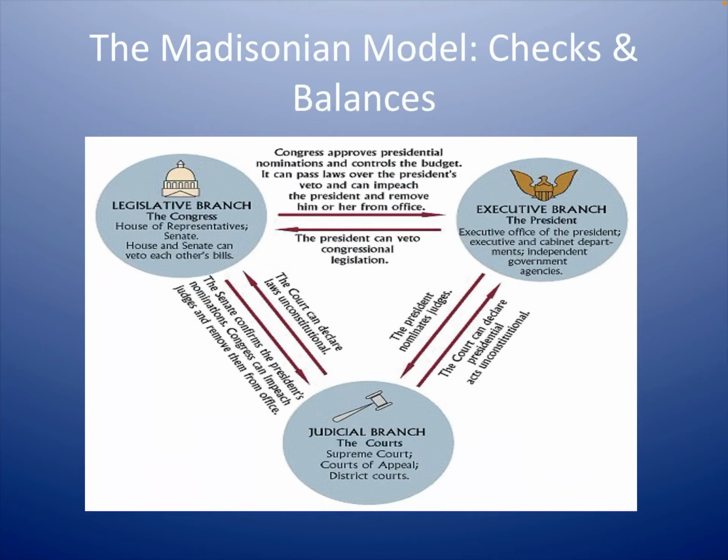So here you can see some of the different checks and balances that exist within the U.S. Constitution, such as the presidential veto, such as the fact that the president nominates judges. The Supreme Court can decide whether or not something is unconstitutional. So we have all kinds of different checks and balances within our Constitution that try to limit one branch from becoming too powerful.